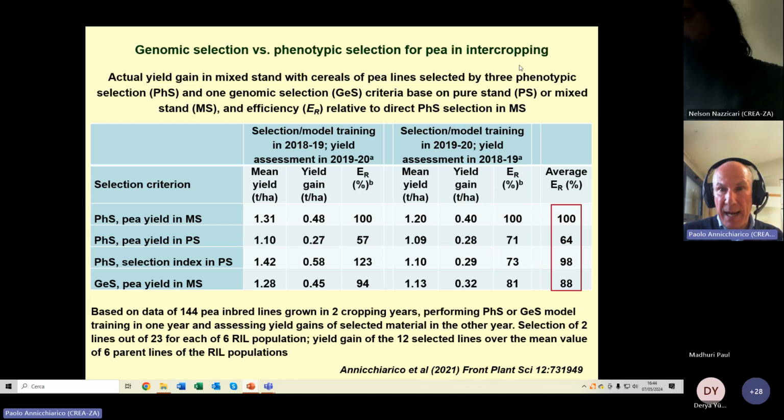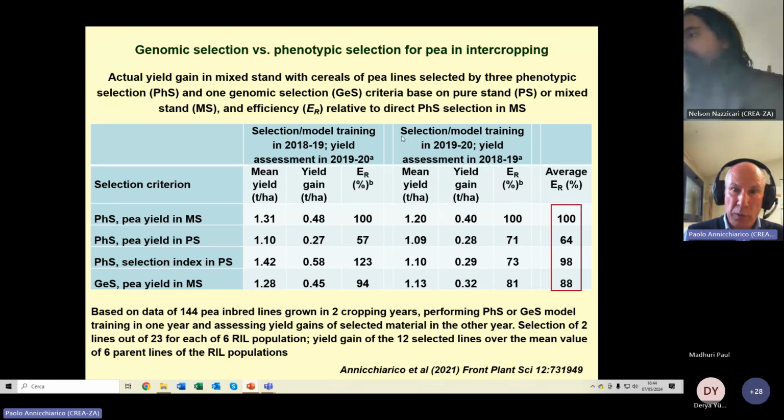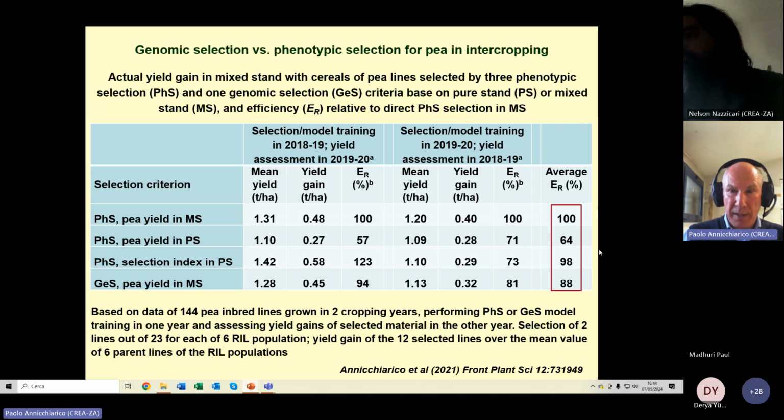It is for pea grain in intercropping. And what you see here is a comparison in terms of actual yield gains in mixed stand for pea yield, when one year was used for selection for pea yield in mixed stand, or in pure stand according to a selection index, or to develop a genomic selection model, and then the other season used for validation, and this for each of the two seasons, so that in the end you could see the average of the relative efficiencies of the two seasons for the two selection criteria.